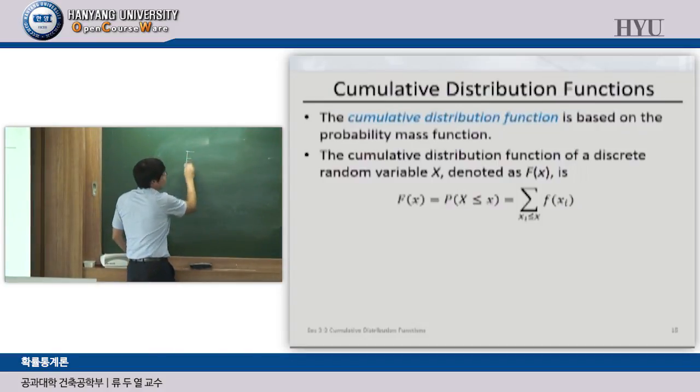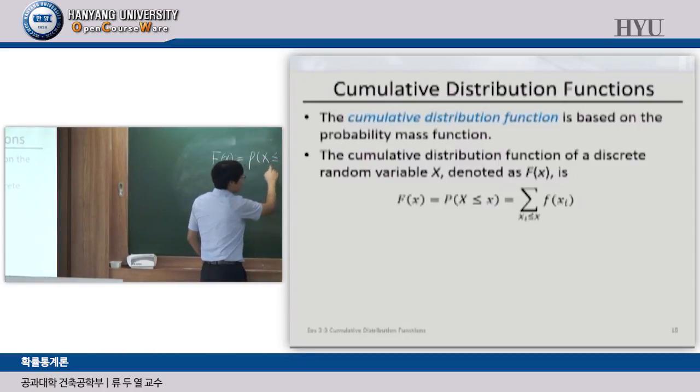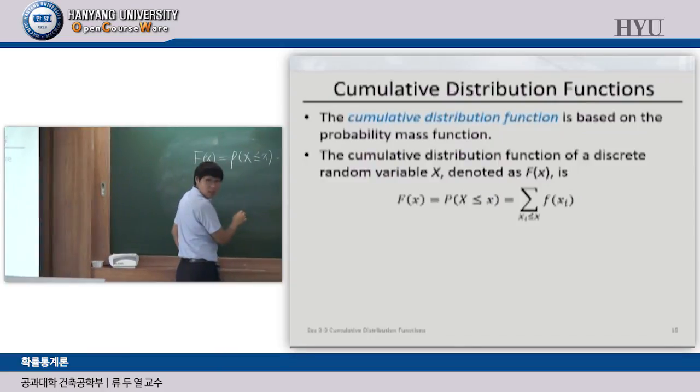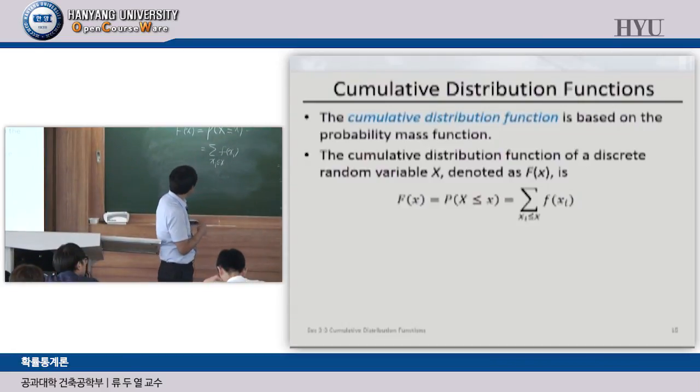So, the cumulative distribution function F(x) should be equal to the probability of X when X is smaller than or equal to the small x, okay? And that can be the summation over x_i smaller than or equal to x of the probability mass function of x_i. Okay? That is the definition of the cumulative distribution function. So, from this equation, we can calculate the cumulative distribution function from the probability mass function here. Okay?